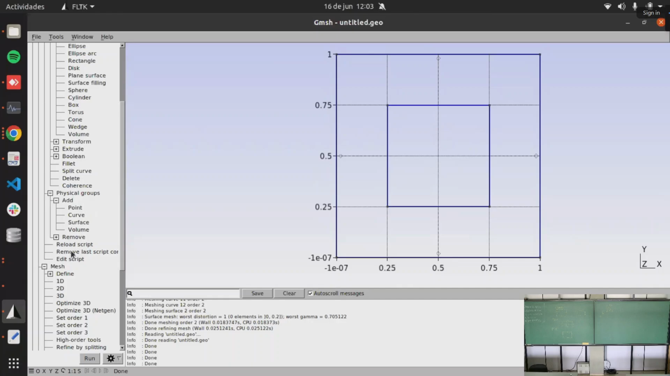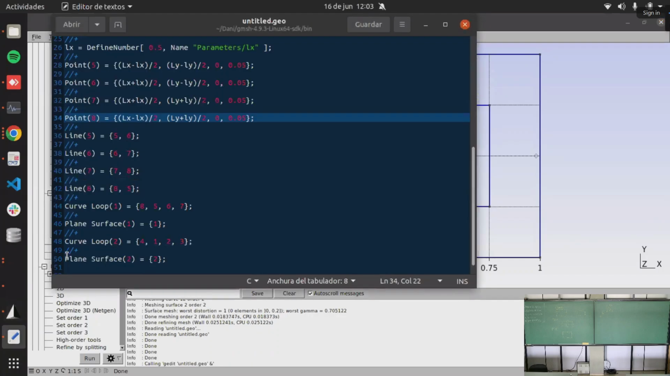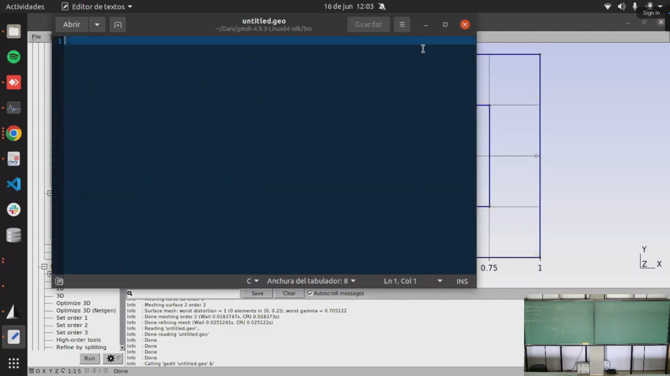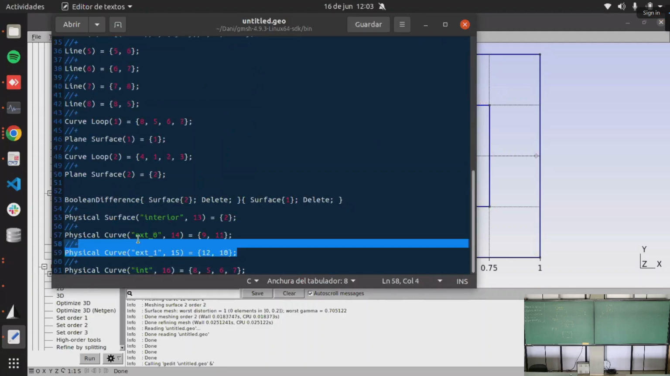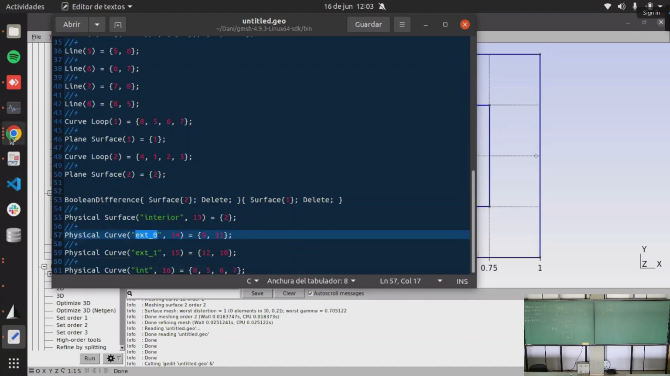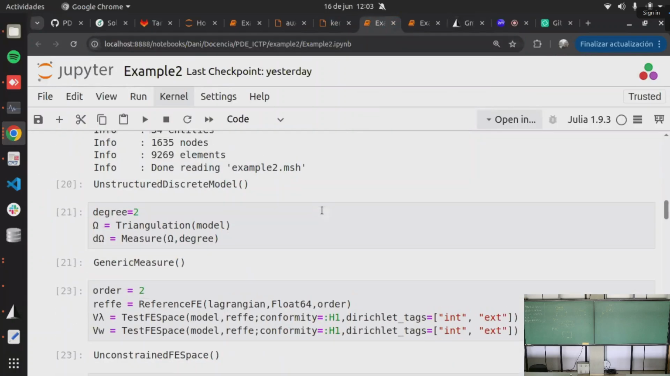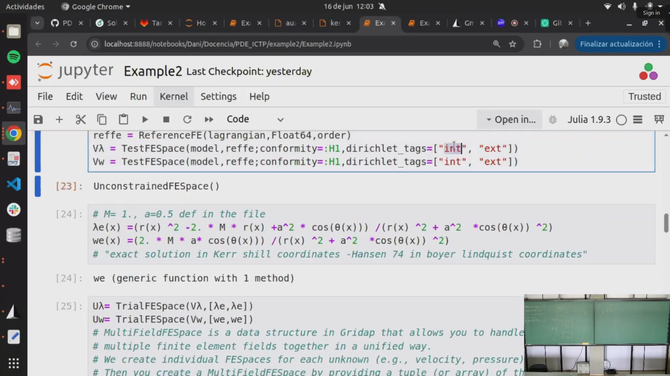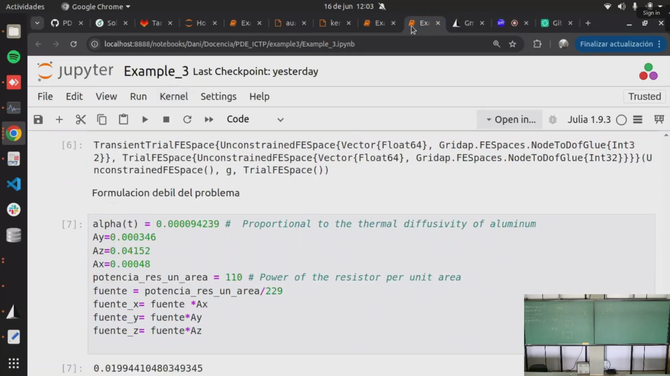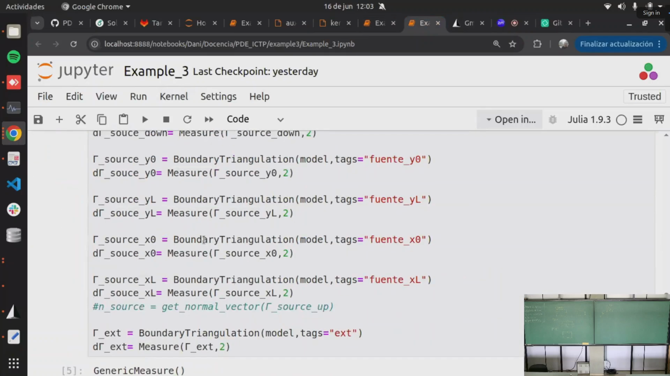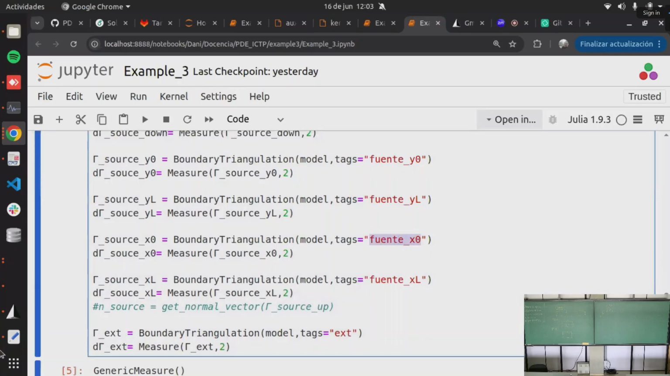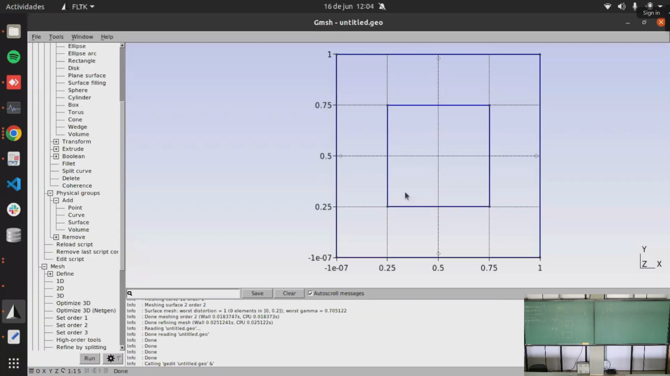So those names will be the names that I have to put in the Gridap boundary triangulations here. If I want to put int, or maybe I want to have the triangulation of the boundary, then the tag, that is the tag that I put in the physical groups. So in this way, we have this mesh.